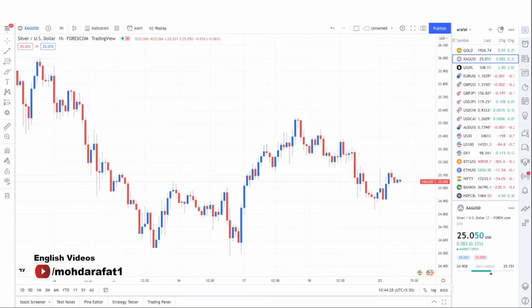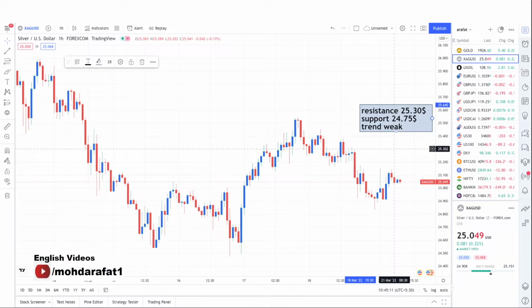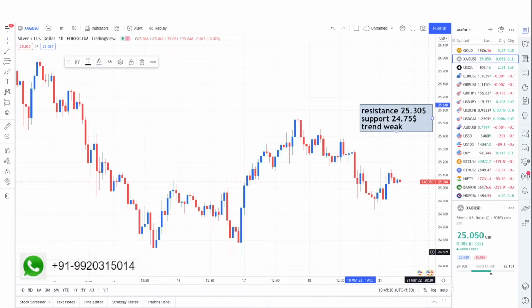So let's quickly have a look at resistance and support in silver today. 25.30 will act as resistance now. If silver breaks and sustains above this resistance, then expect 25.50 and 25.70. Support at 24.75. Below this support, expect silver to test around 24.50 and 24.20. Currently, silver is in the weak zone, so trade accordingly. Let's move on to oil.